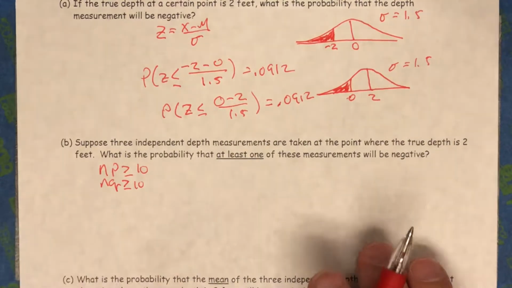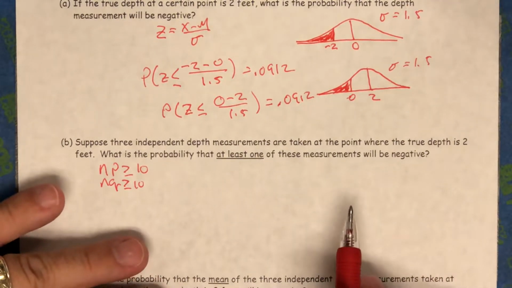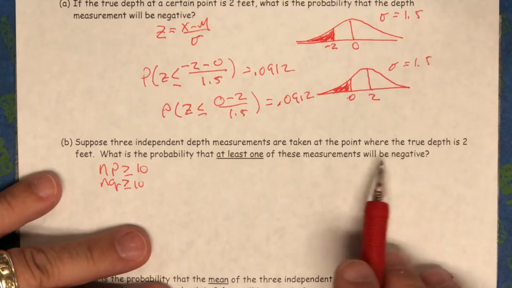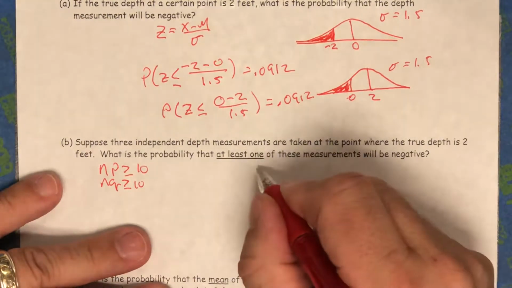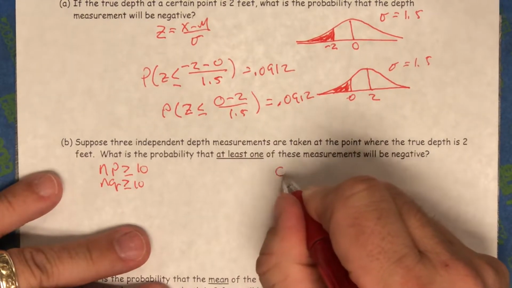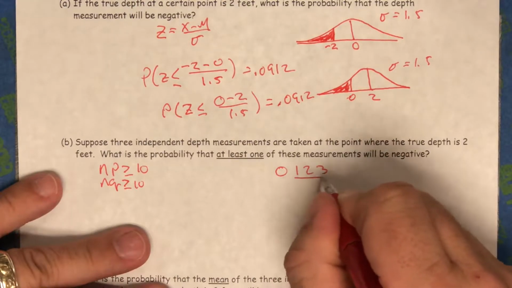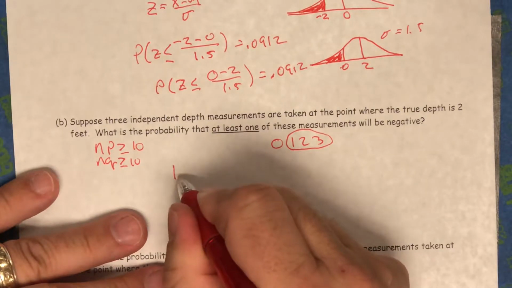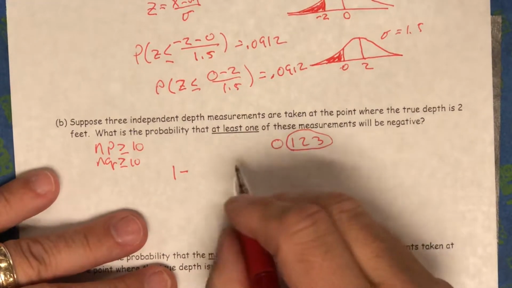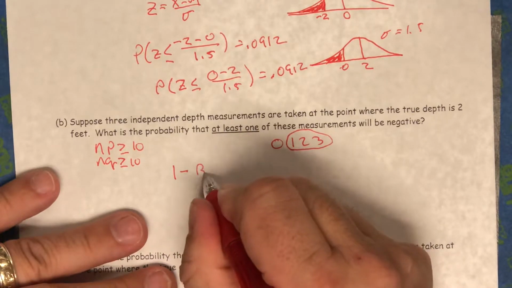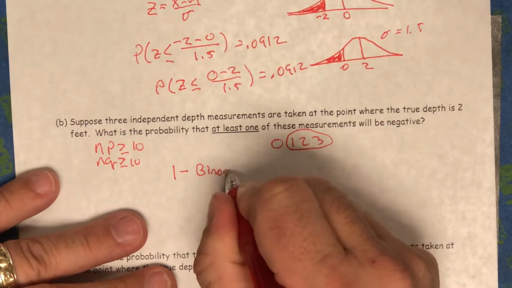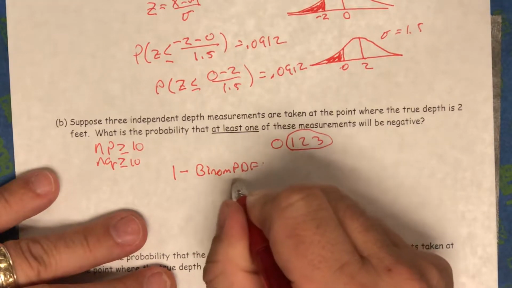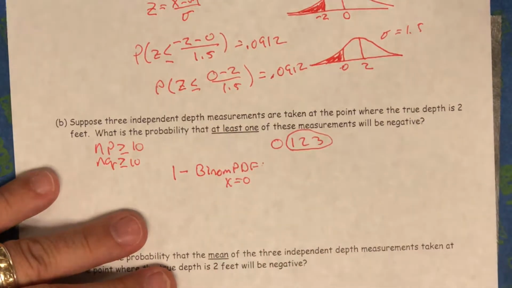So they want the probability that at least one of the 3 measurements would be negative. So we can have these possibilities: 0, 1, 2, 3. This is what they're looking for. So 1 minus the binomial, and since it's a singular value of 0, we can do a 1 minus a binomial PDF of 0, where x equals 0. This will give you no credit.